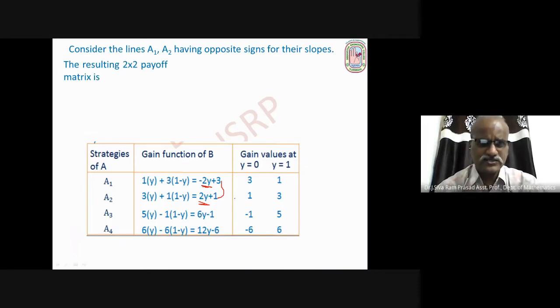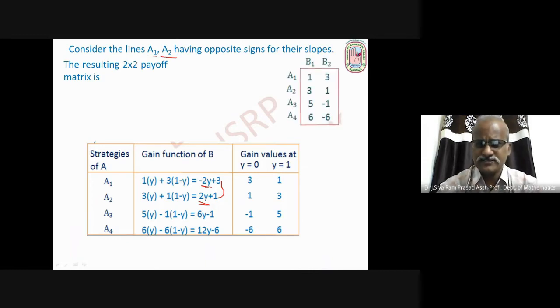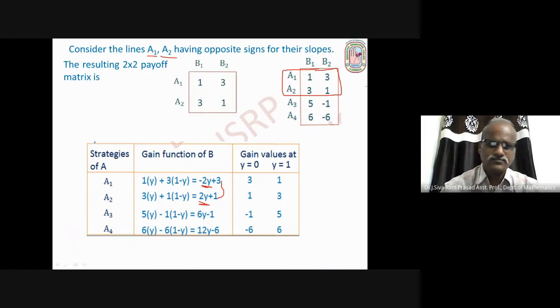take the resulting 2 by 2 matrix. That is by taking first row and second row. So what is the original matrix? This is the original matrix. From the original matrix, we take the first 2 rows. This is the resulting 2 by 2 matrix. That means player A has first strategy, second strategy. Okay, player B automatically first and second strategies. This is the resulting 2 by 2 matrix. We can solve this 2 by 2 matrix.